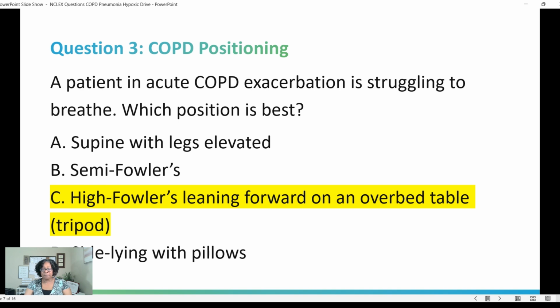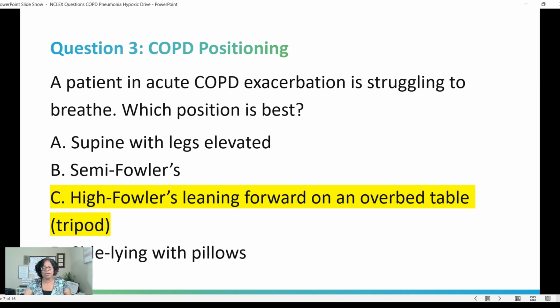Semi-Fowler's, that's okay, but that's not the best position. The high Fowler's is the best position for the patient. Okay. Think about it. When a COPD patient is in distress, they're going to sit up and lean forward.